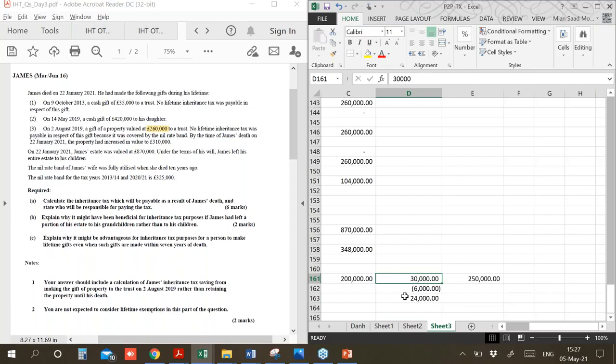That is why some students were asking me, sir, why do you have minus 6 from this 35? Because the 35 was the gross amount. When I had to look at how much nil rate band has been utilized at the gift of 420 that was made to the daughter, I have to deduct the 6,000 from the 35 first and then take 29,000 as a utilization. So I've tried to explain it to you because it is a bit confusing.